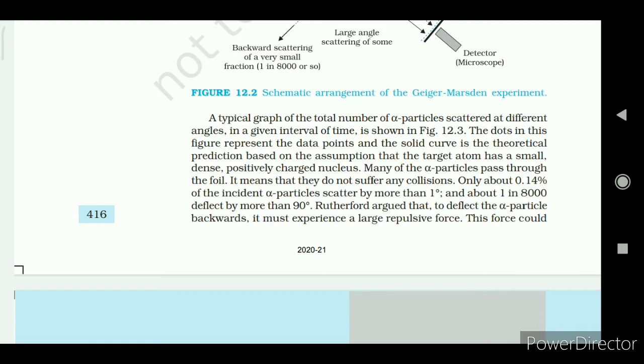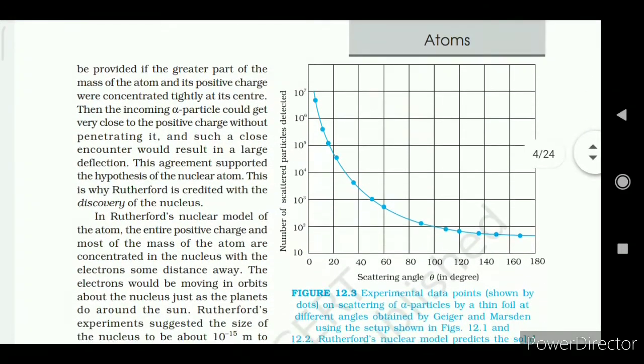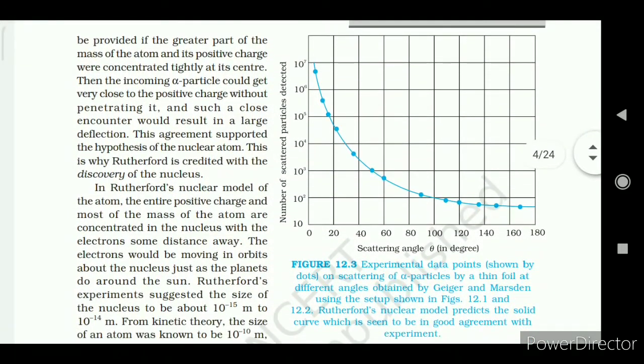In Rutherford's nuclear model of the atom, the entire positive charge and most of the mass of the atom are concentrated in the nucleus, with the electrons some distance away. The electrons would be moving in orbits about the nucleus just as the planets do around the sun. Rutherford's experiment suggested the size of the nucleus to be about 10 to the power minus 15 meter to 10 to the power minus 14 meter.